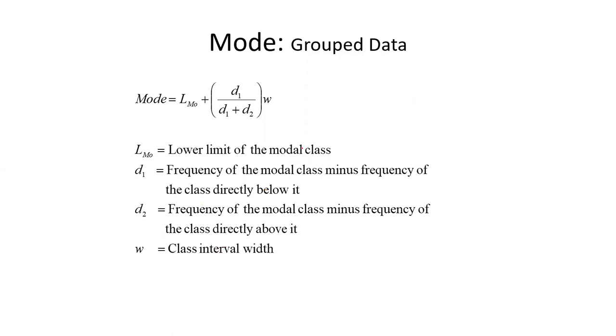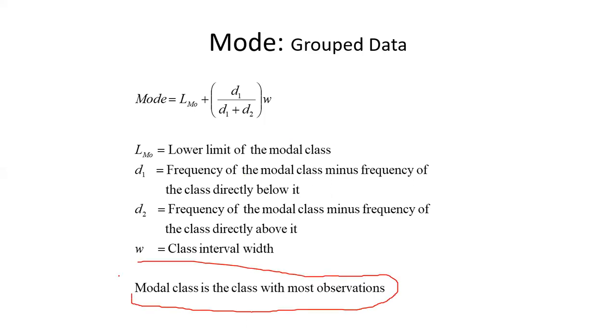Now the question is, what is the modal class? The modal class is the class which has the maximum frequency, the highest frequency. The modal class is the class with the most observations. Most observations means highest frequency, right? Largest frequency or highest frequency, you can call it. Most observations means the class whose frequency is the most.